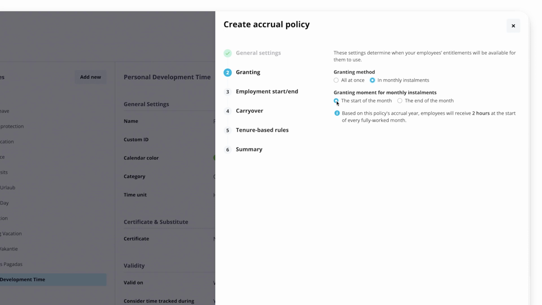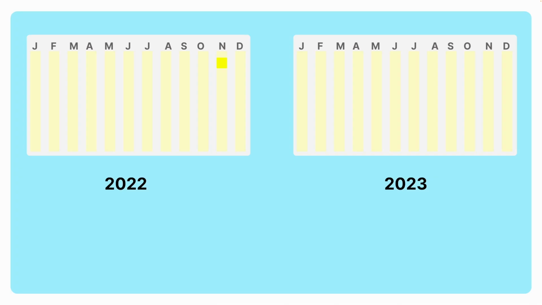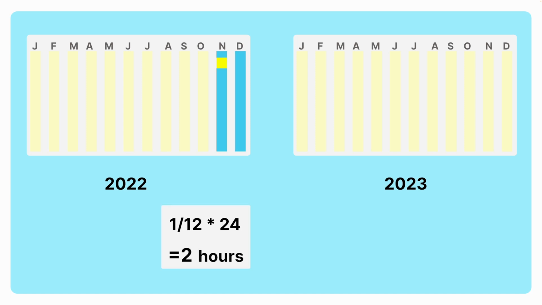Using the same example and selecting in monthly installments at the start of the month, an employee starting on November 2nd will receive 1/12 of 24 hours, 2 hours for the remaining year.